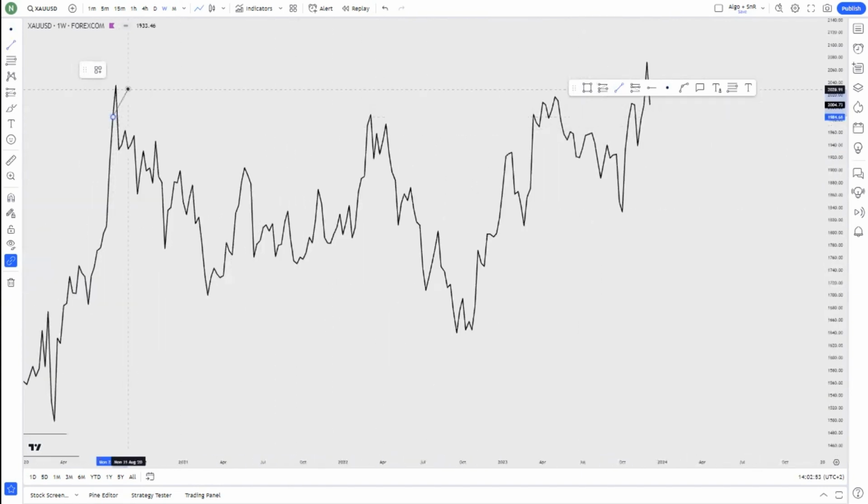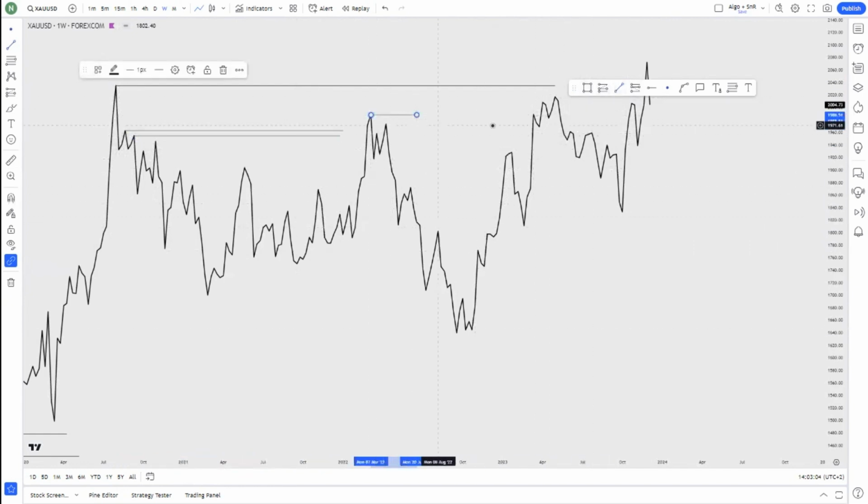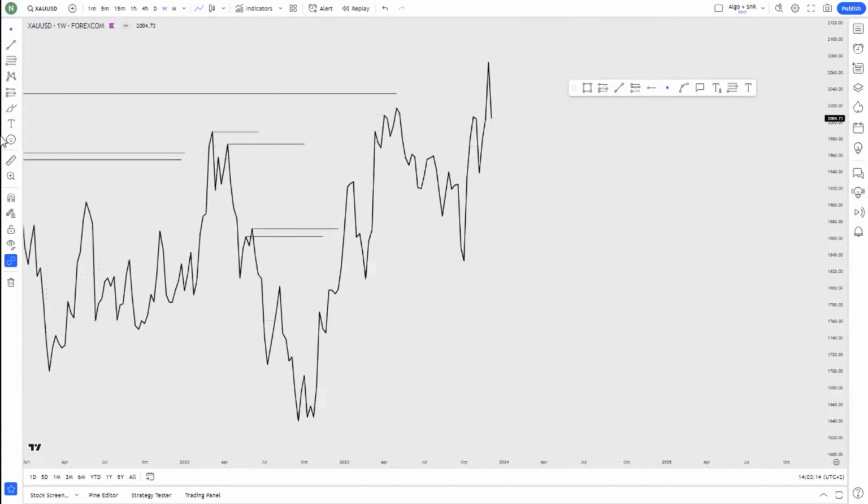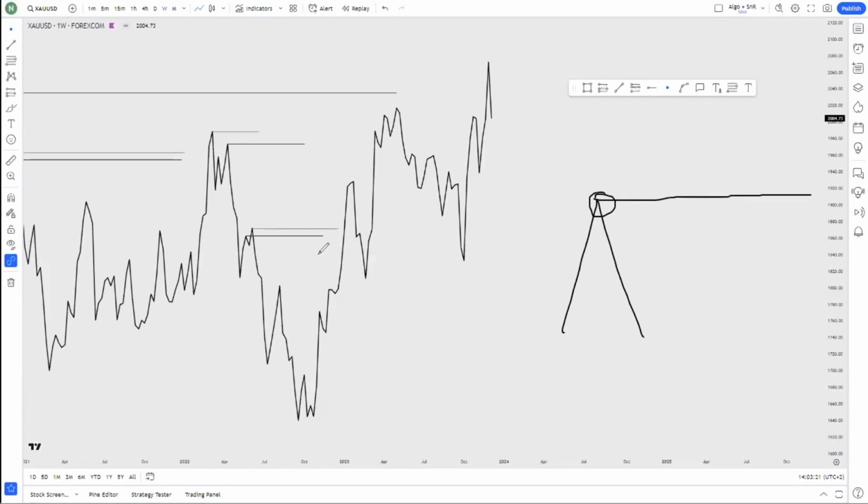This is an A right here, so this is resistance. Here, resistance. Here, we have resistance. Here, we have resistance. And here, we have another resistance right here. As long as the market is going to give you a formation like this, that's going to be your resistance right here. So you can even mark it out in the chart.